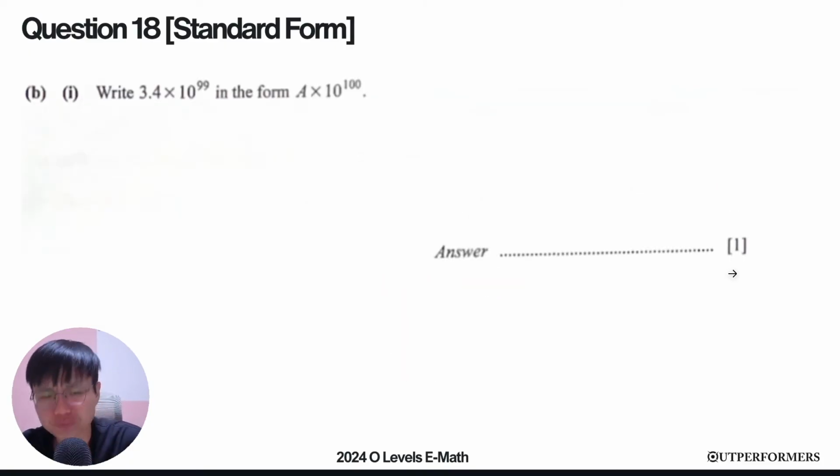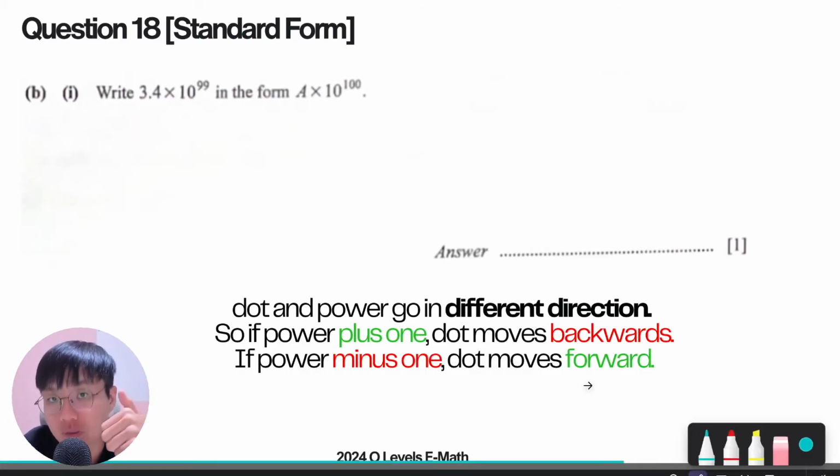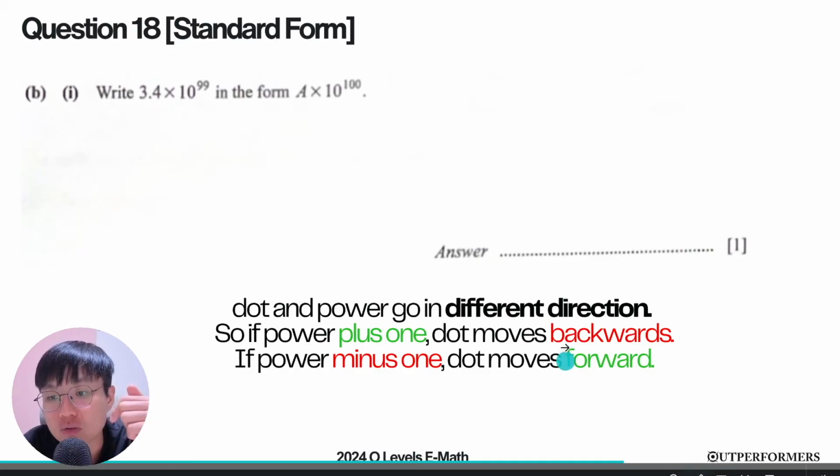Okay, so for B part 1, write 3.4 times 10 to the power 99 in the form A times 10 to the power 100. So let me repeat what I was just talking about in part A. The dot and the power, they always behave in opposite direction. That's something we can think about. So if the power goes up, our dot moves back by that same number. If the power goes down by 1, then our dot is going to move forward.